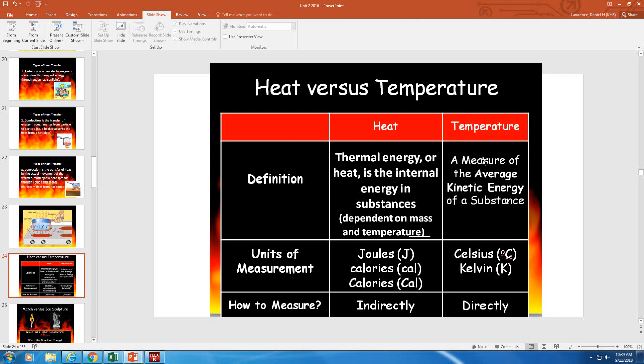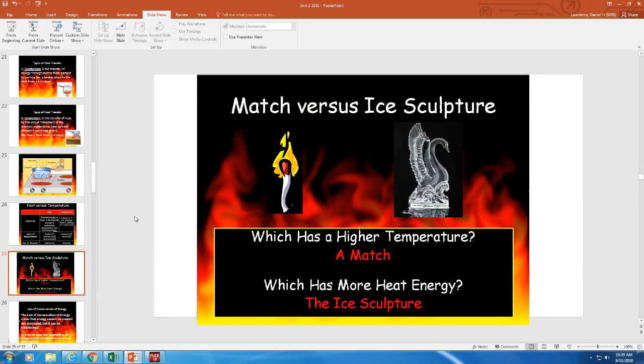Our scale for temperature is Celsius or degrees Kelvin. Notice that Celsius has a degree sign and Kelvin does not. The only difference between these two is where we define the zero temperature to be. We'll talk about that later. But we can directly measure temperature, of course, with a thermometer.